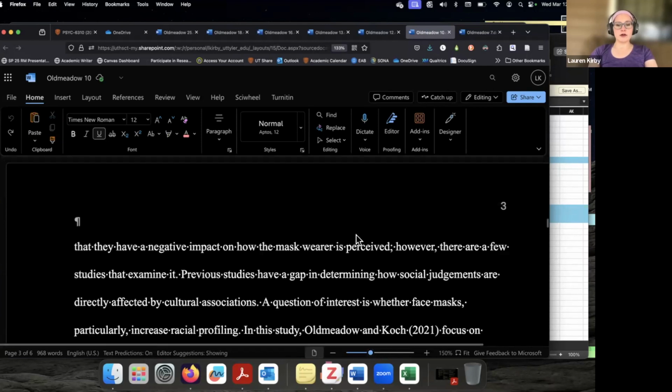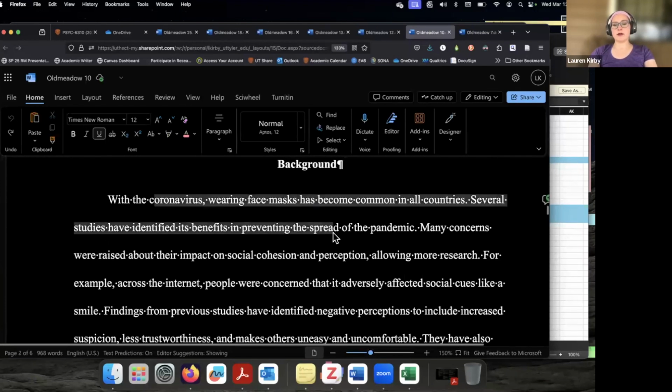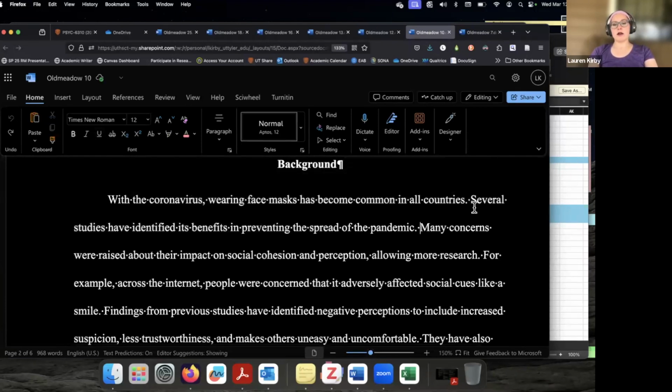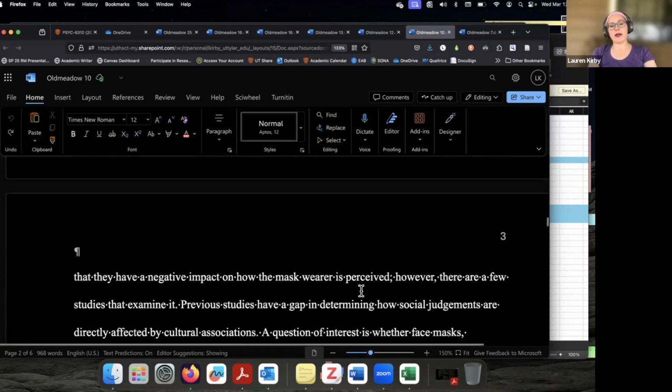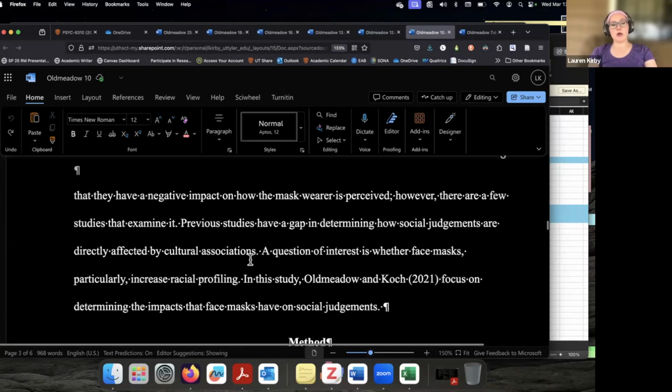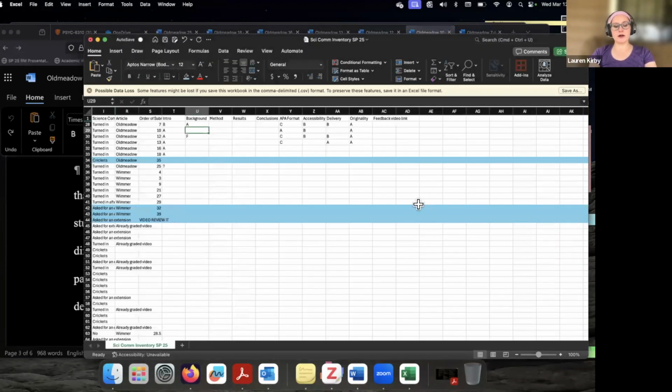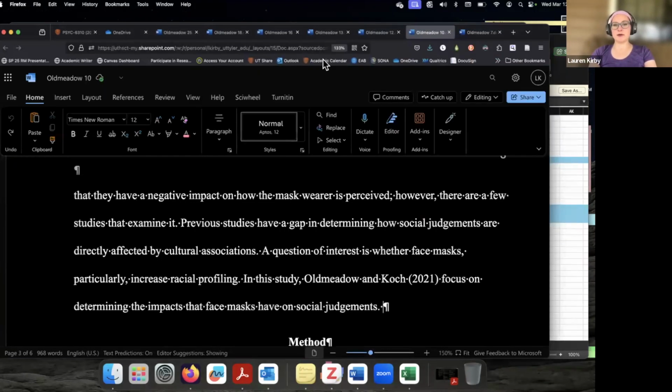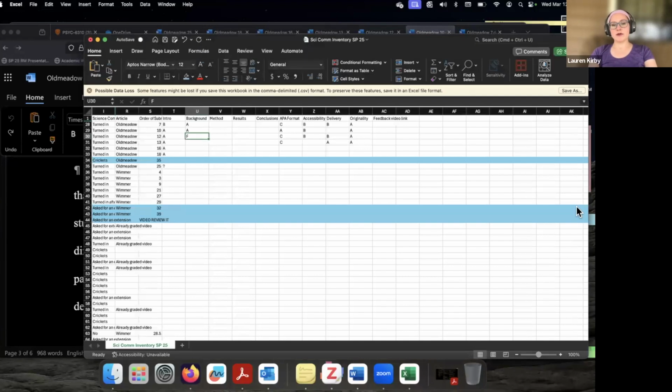This is good structure because you begin with something really broad. Here's some good things. However, here's some bad things. And then we get really specific about the potential bad things. Then we talk about what remains, what was left out, what is not known. Why did Oldmeadow and Coke have to come in here and do this? So that's beautiful. That's really what I'm looking for. Wonderful delivery.